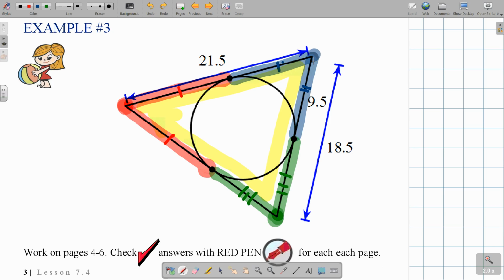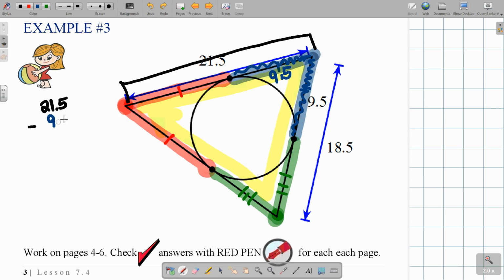Ready? Let's do the simple stuff. This 9.5, squiggle it, is the same as that 9.5. Now the whole thing is 21.5. So to get that red, we're going to subtract the 9.5. And golly gee willikers, folks, you can manage this without a calculator. Let's write this longhand, folks. Yes, it's a decimal, but you're smart like that. I know you can do this.